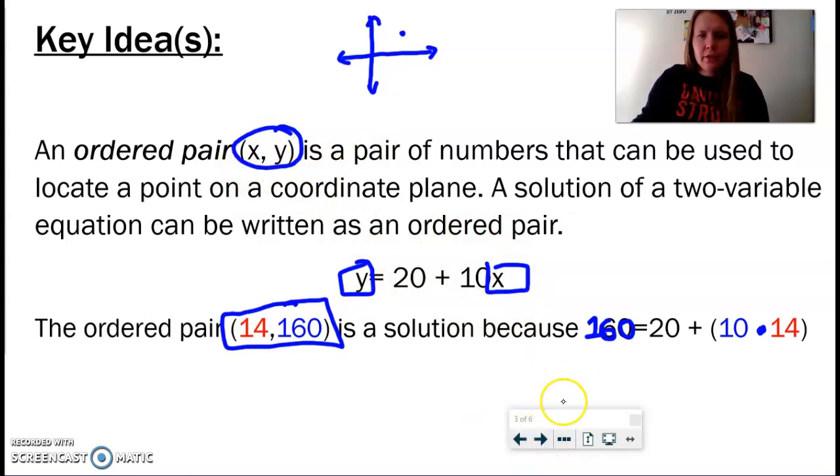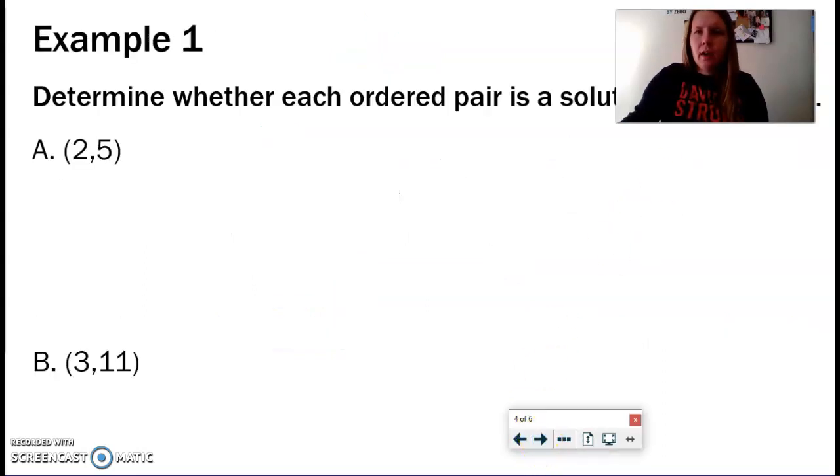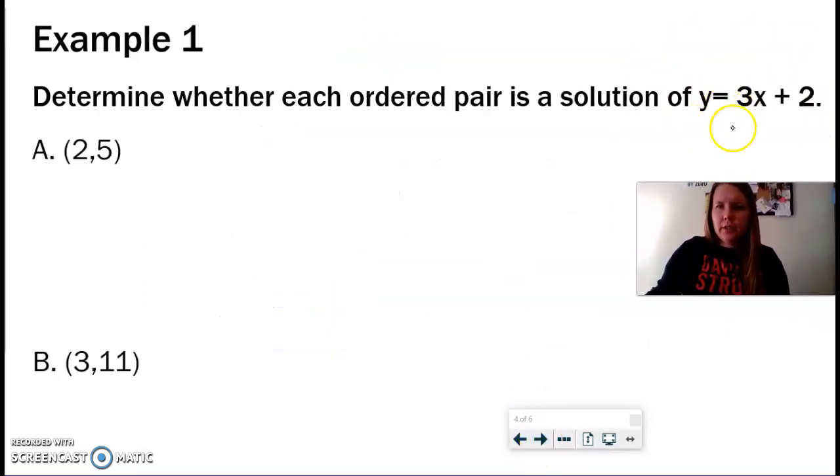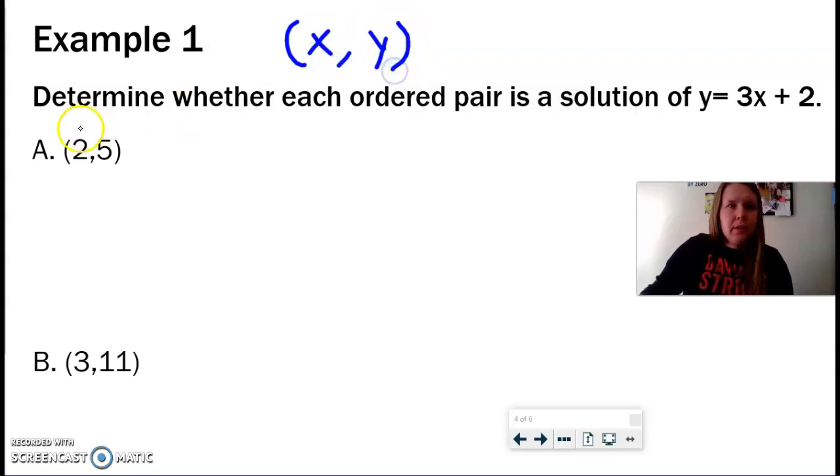Let's go ahead and start going through some processes. Here is an example just like I was talking about with an equation. We want to determine whether each ordered pair is a solution of this equation. So I want to plug in these values. Remember, the first number, if I rewrite my coordinate point, means x, and the second one means y. I could also put it above to help me. This is a lot like substituting.